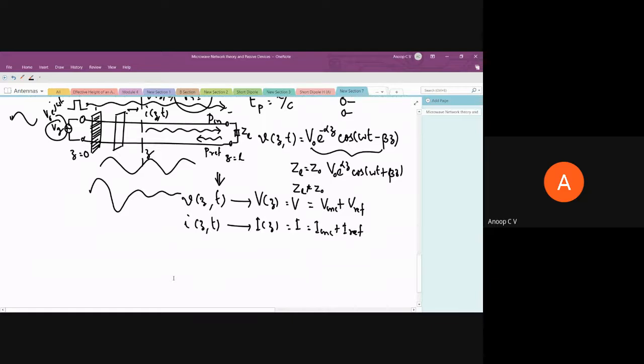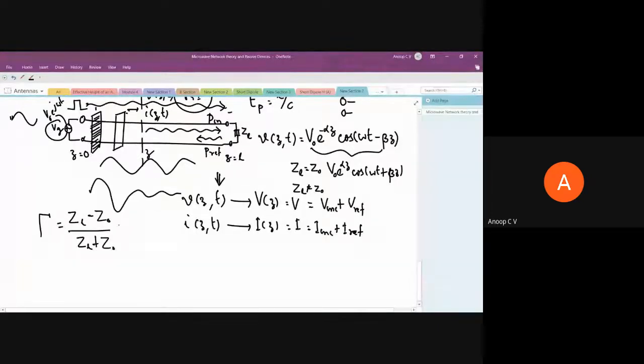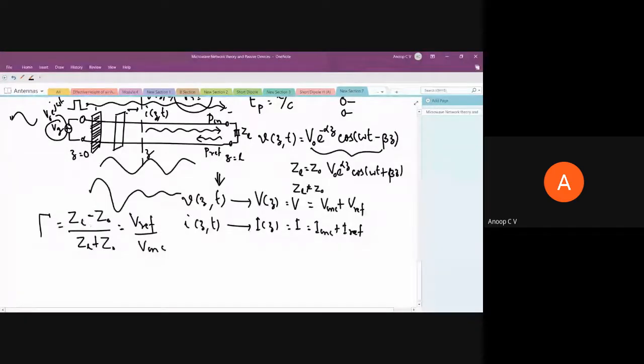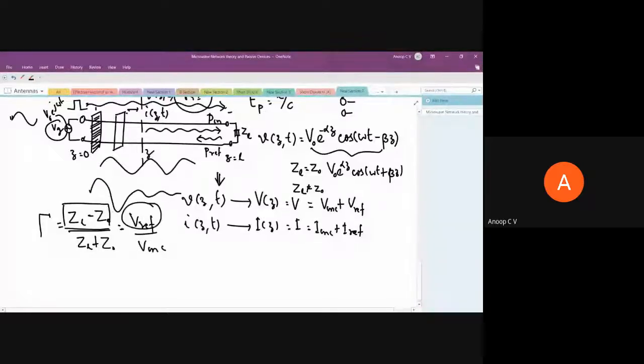So now you know, if it is terminated in the characteristic impedance, there is no reflection. If it is not, then depending upon the deviation of the load impedance from the characteristic impedance, if there is more mismatch, there will be more reflection. Why? Because the reflection coefficient rho is ZL minus Z0 divided by ZL plus Z0. This is V reflected by V incident. So the more the deviation of ZL from Z0, the more V reflected will be. So the reflection coefficient is a measure.